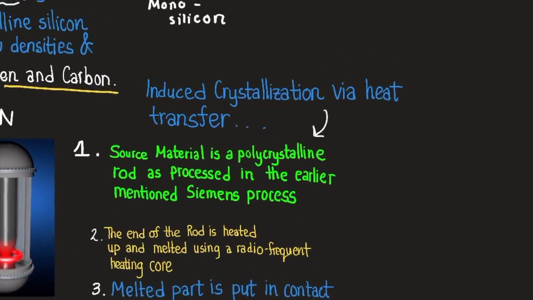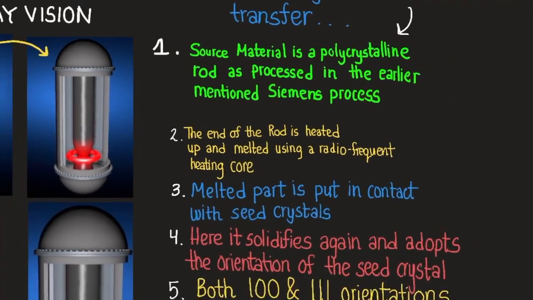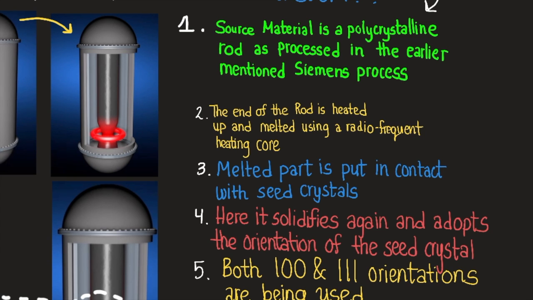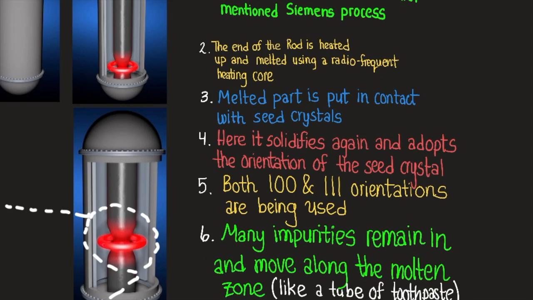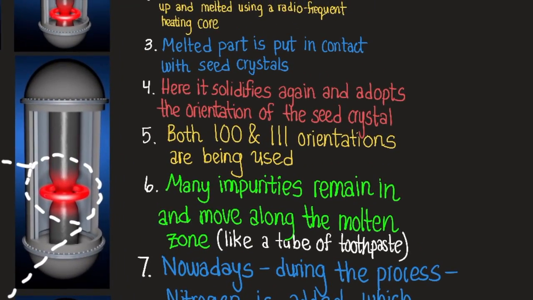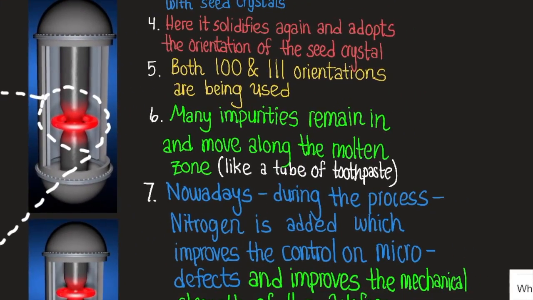So induced crystallization via heat transfer. So step number 1, the source material is a polycrystalline rod as processed in the earlier mentioned Siemens process. So step number 2, the end of the rod is heated up and melted using a radio frequency heating coil. Step number 3, the melted part is put in contact with seed crystals. Step number 4, here it solidifies again and adopts the orientation of the seed crystal.